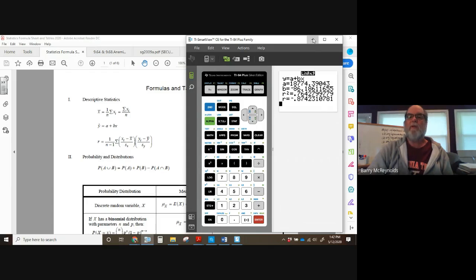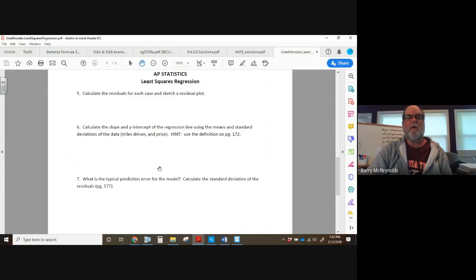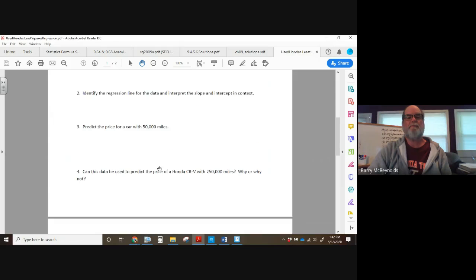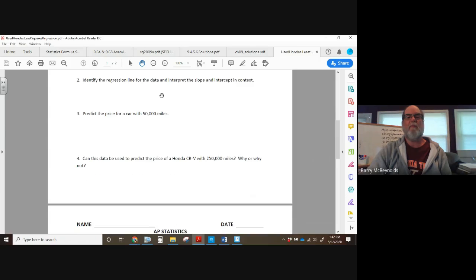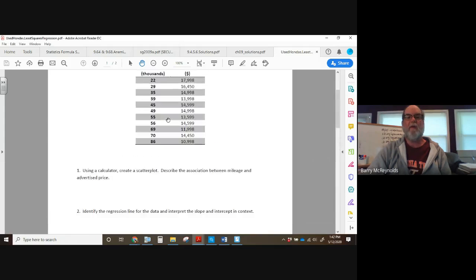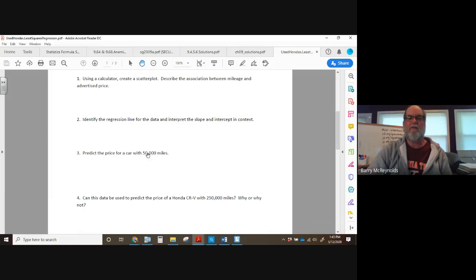So what you should be able to do now is walk through everything through question 1, 2. You can identify the regression line now. You can predict the price for a car with 50,000 miles. You just plug in the Y hat, plug 50,000 in for X. However, notice that your explanatory variable is in terms of thousands of miles. So when you plug in X, you're not going to plug in 50,000, okay?